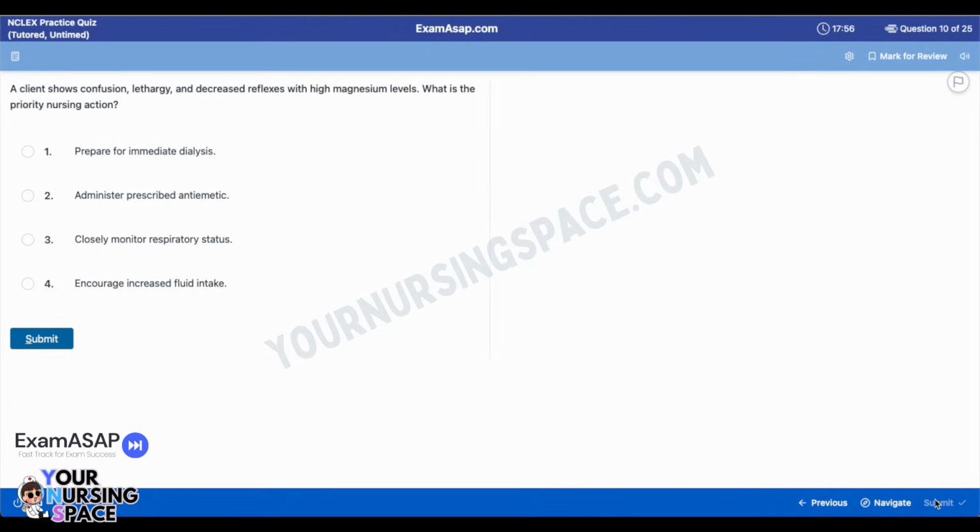The client shows confusion, lethargy, and decreased reflexes with high magnesium levels. What is the priority nursing action? Here are the options. Option 1. Prepare for immediate dialysis. Option 2. Administer prescribed antiemetic. Option 3. Closely monitor respiratory status. Option 4. Encourage increased fluid intake.